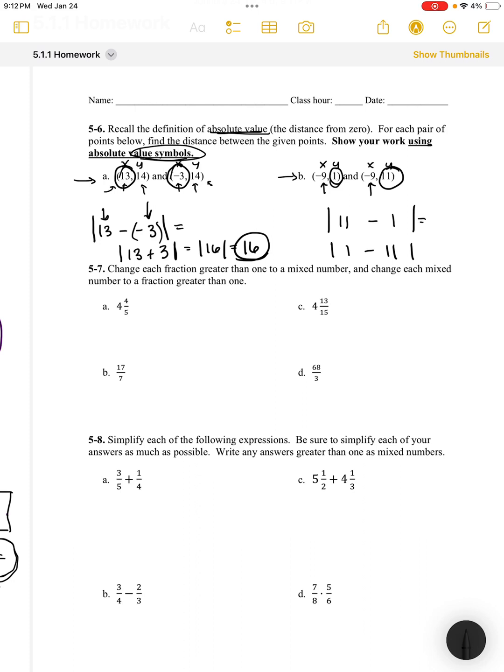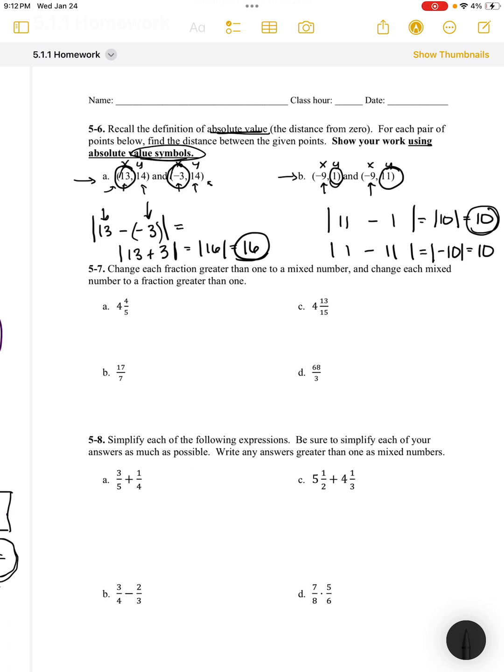Well, 11 minus 1 is 10. So the absolute value of 10 is 10. They are 10 apart. I could do 1 minus 11, which is -10. The absolute value of -10 is 10. They're 10 apart. That is my answer. So just remember that we're working with the coordinates that are different. Moving on to the next one.